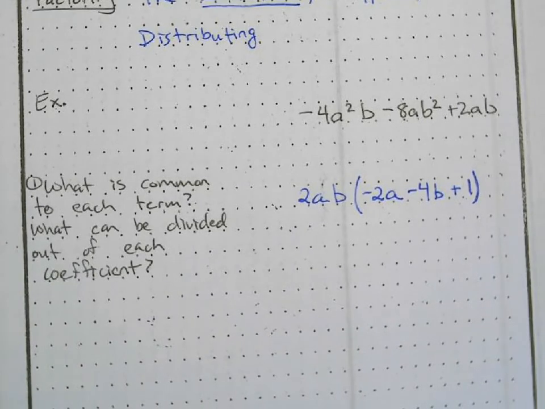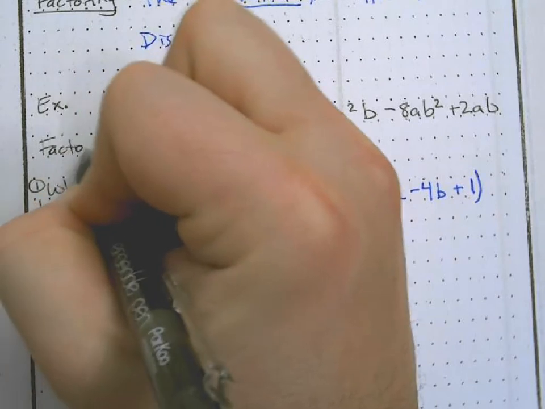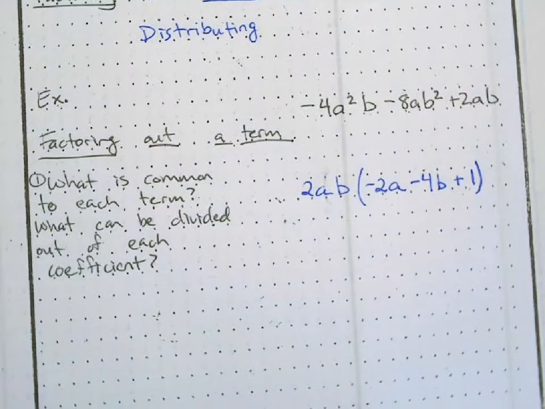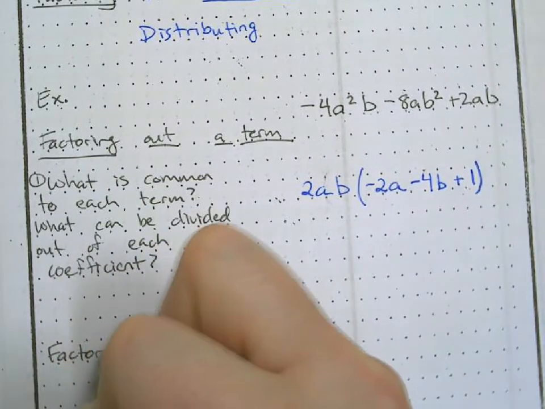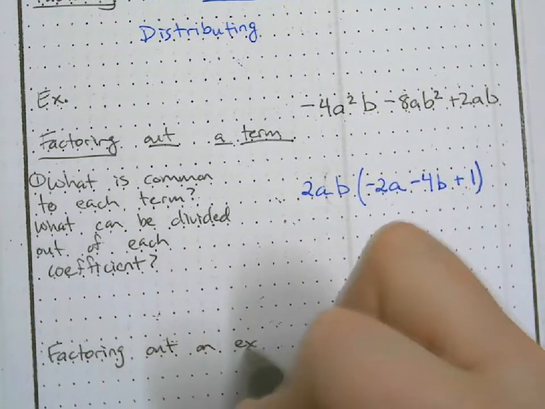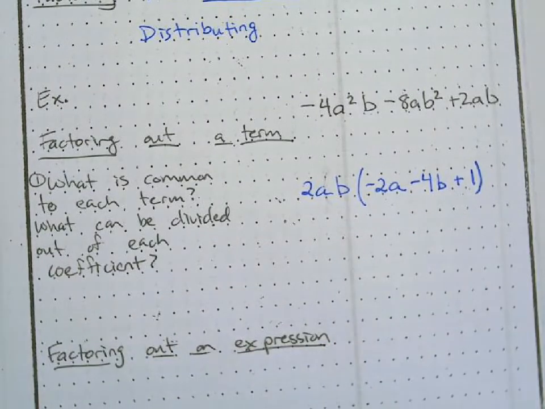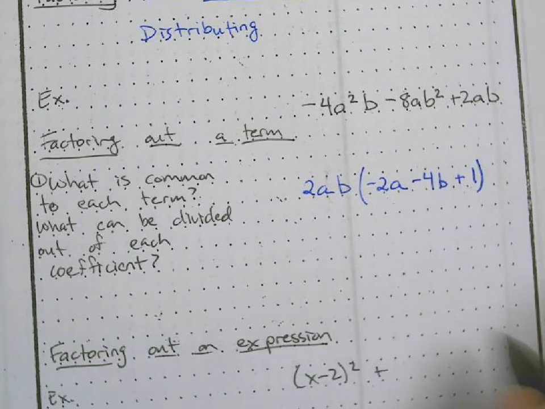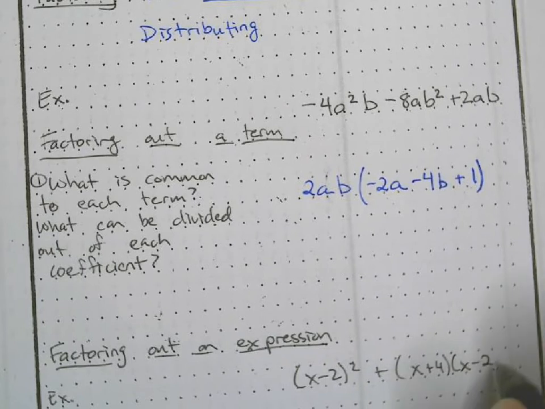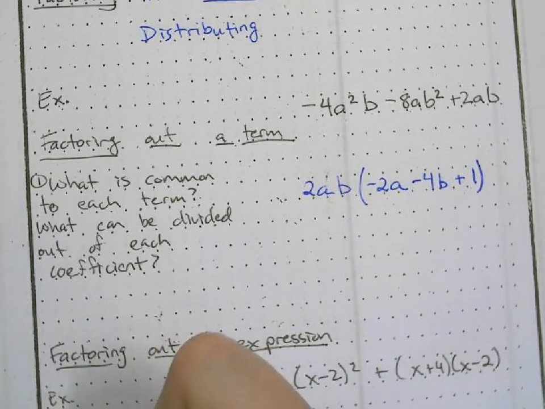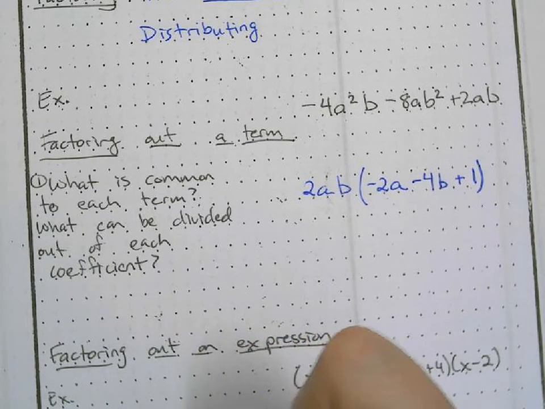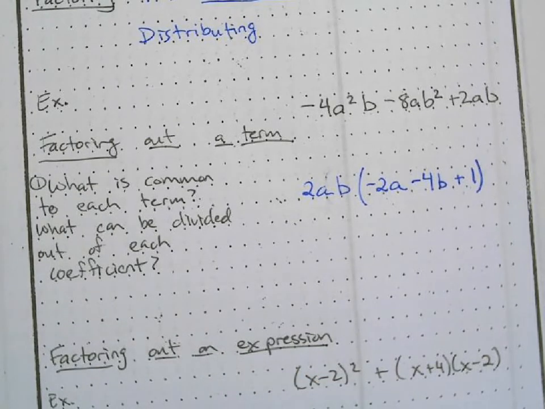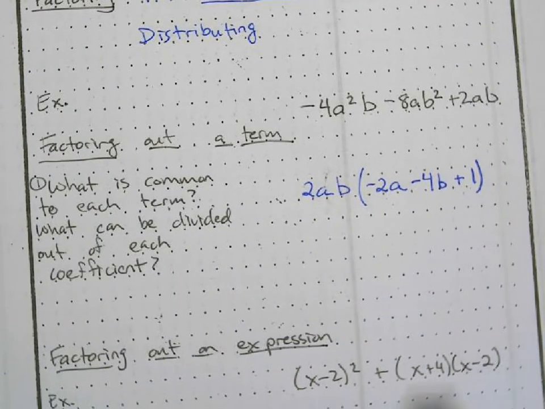So this is going to be called factoring out a term. And then we have another idea where we factor out an expression. So my example will be x minus 2 squared plus x plus 4 times x minus 2. And then the question we're asking ourselves is, what expression is common to both terms? So I'm treating this expression as a term and then this expression as a term.